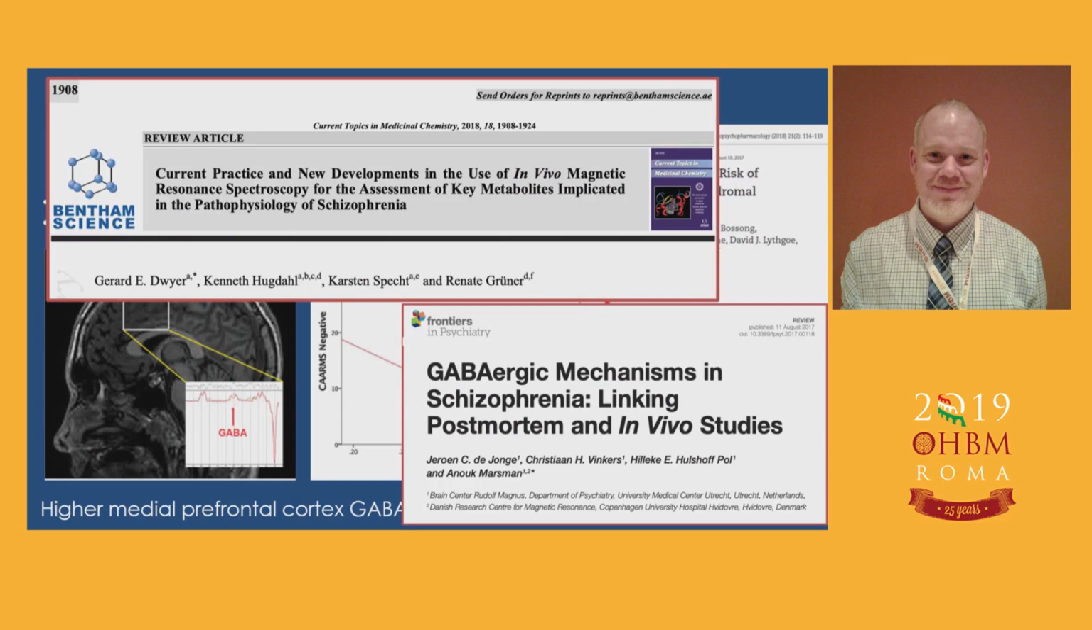GABA and glutamate and other MRS measures have been widely described in schizophrenia. Obviously, I could spend two to three hours just talking about schizophrenia alone. But I would say that there are two excellent reviews out there, one by Gerard Dwyer and colleagues, and one by Jeroen de Jonge and colleagues. If you're interested, I would look these up further.